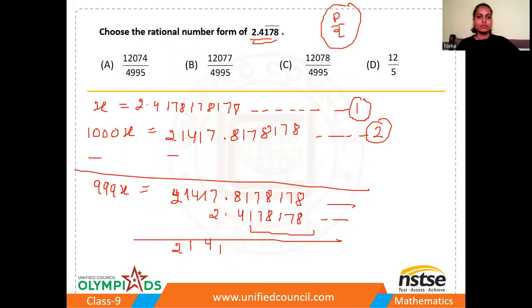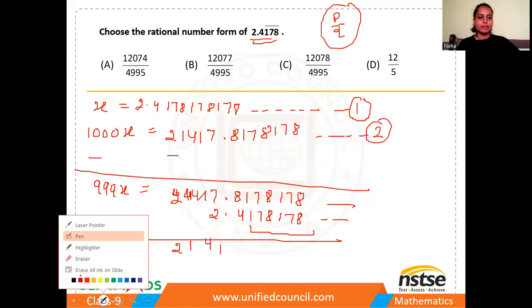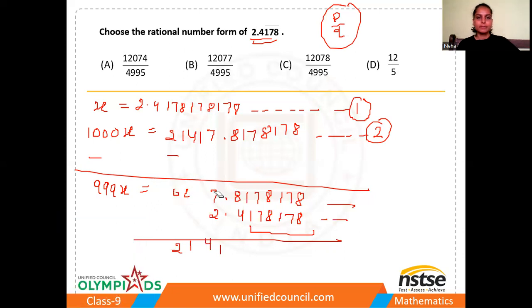Okay, wait a second. This is 241. Let me write it again. This is 2417.8. Okay, now it is right. So this is also 2, this is 7. Correct? Okay, now I can write the correct answer.